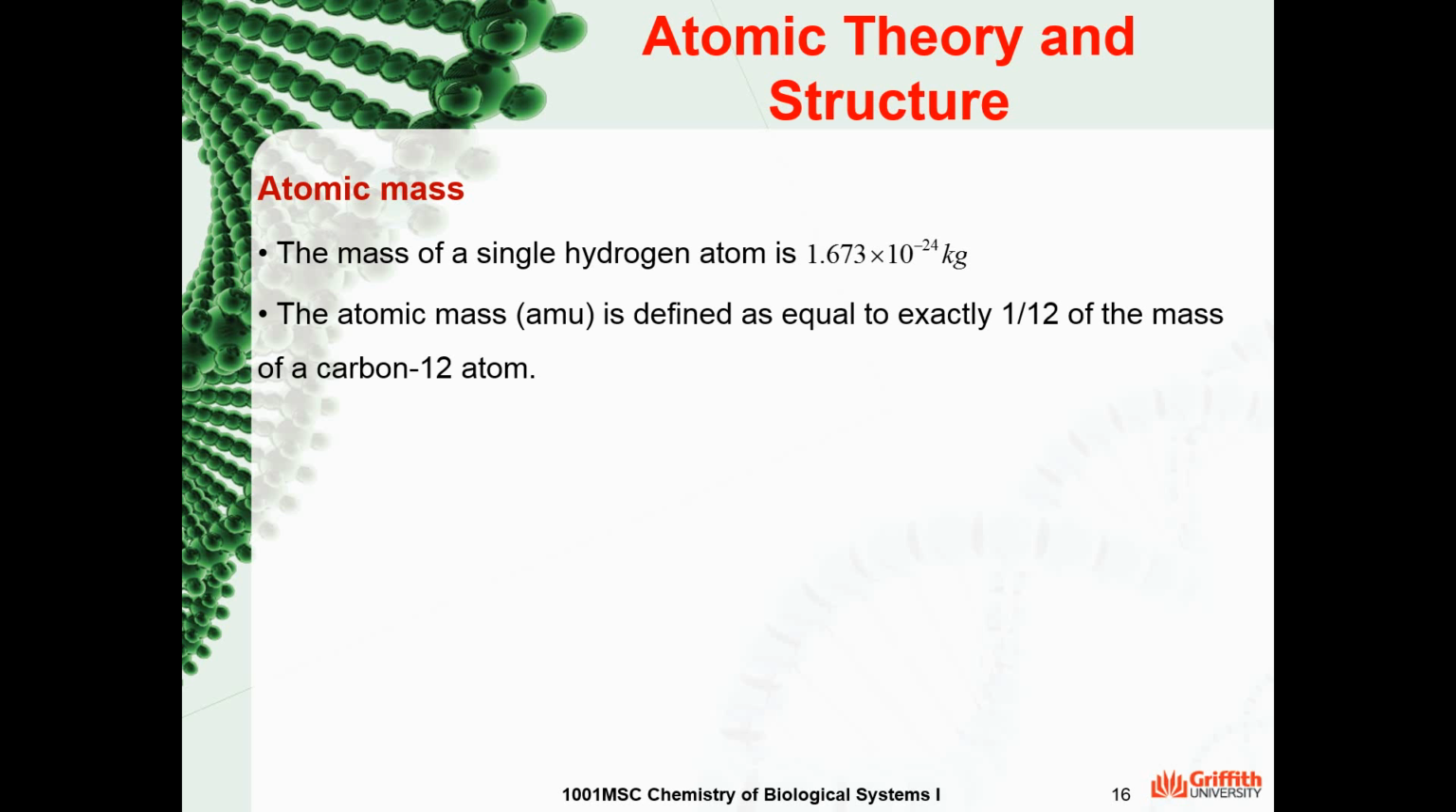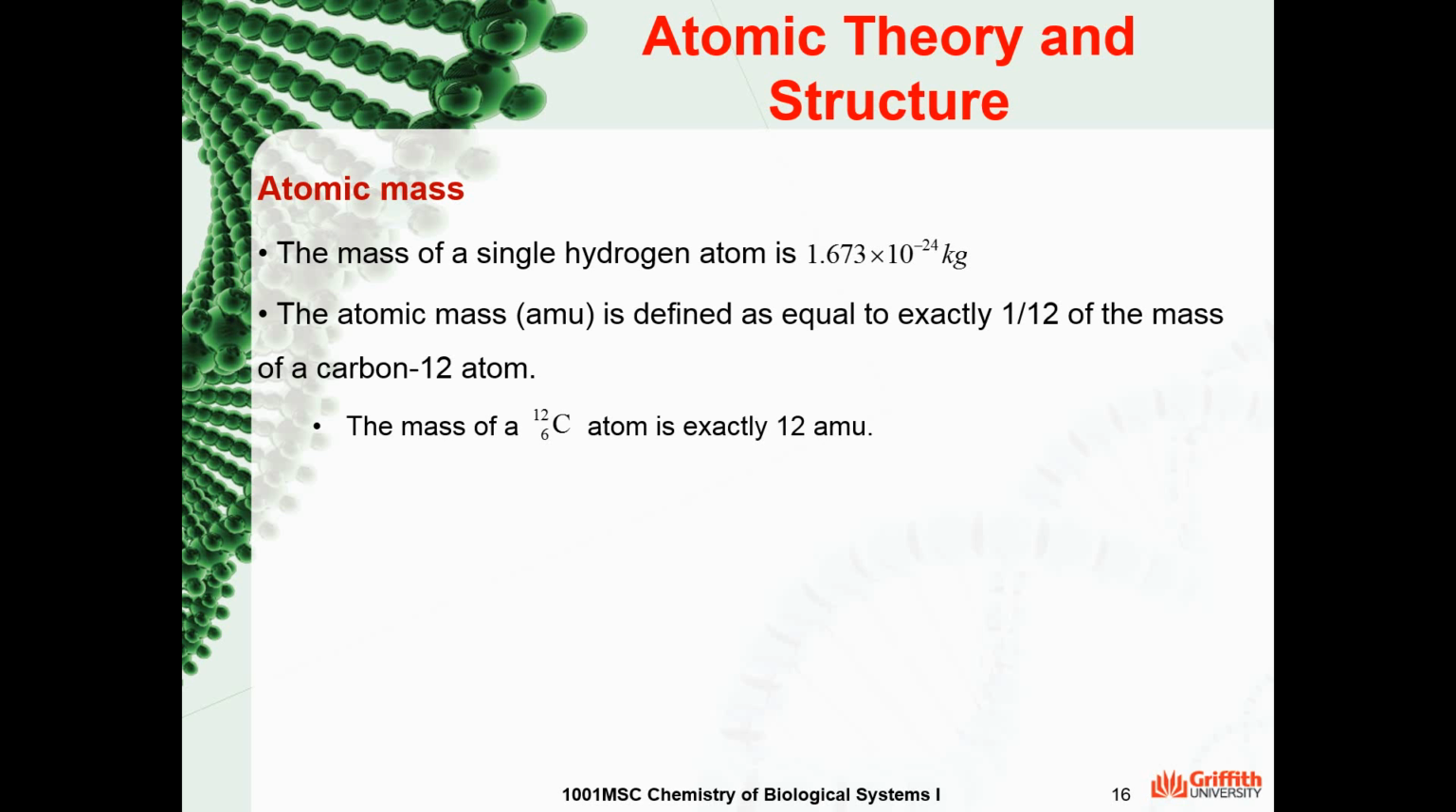Therefore, scientists agreed to use a different unit to express the atomic mass of elements. This unit is called AMU and is defined in relation to carbon-12. So the mass of one atom of carbon-12 is equal to 12 AMU. Please note that this is an exact number and significant figures do not apply in this case.